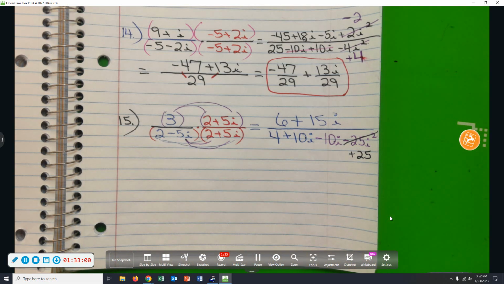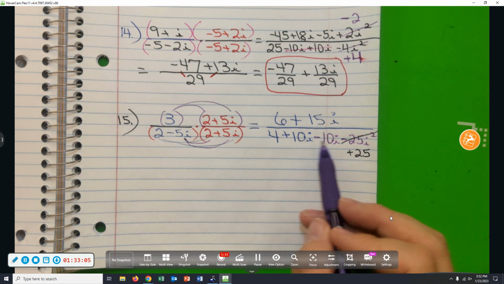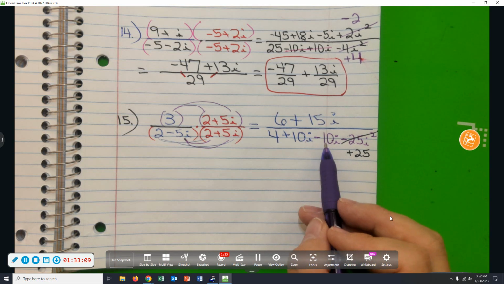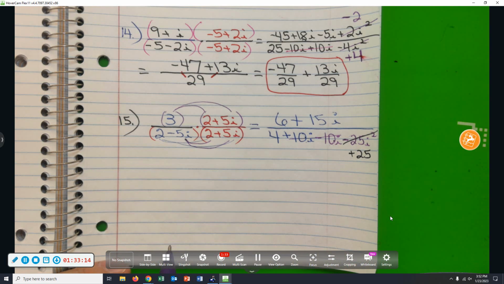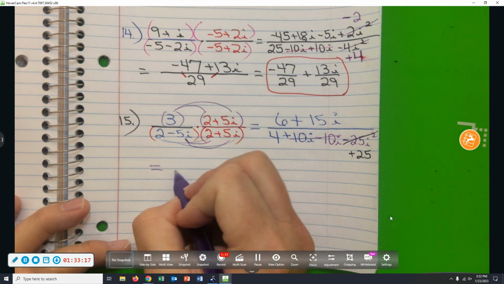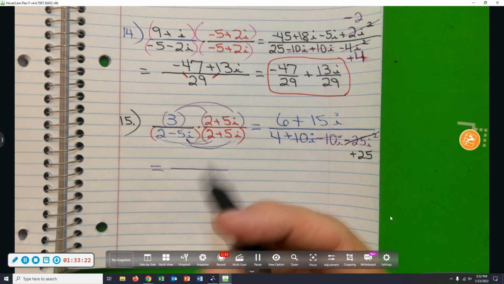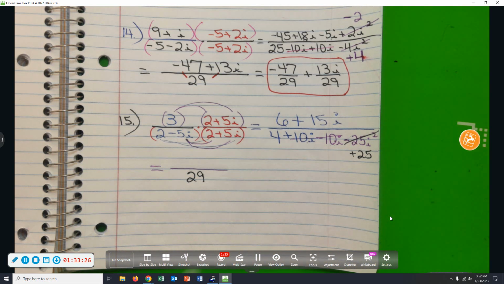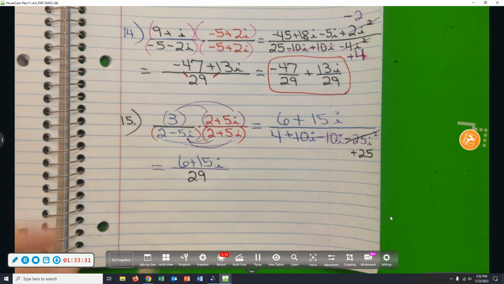So why not mark out those 10i's also? Oh yeah, what's going to happen here? Is that an accident? Is it just a freak coincidence they're subtracting out? No, that's why we're doing this. We're making sure there's no i's left in the denominator. So what have we got down here on the bottom? 4 plus 25, I agree with 29. Oh, wow. And we still have a 6 plus 15i on top. I'm saying wow because number 14 had a 29. That's just a great coincidence.